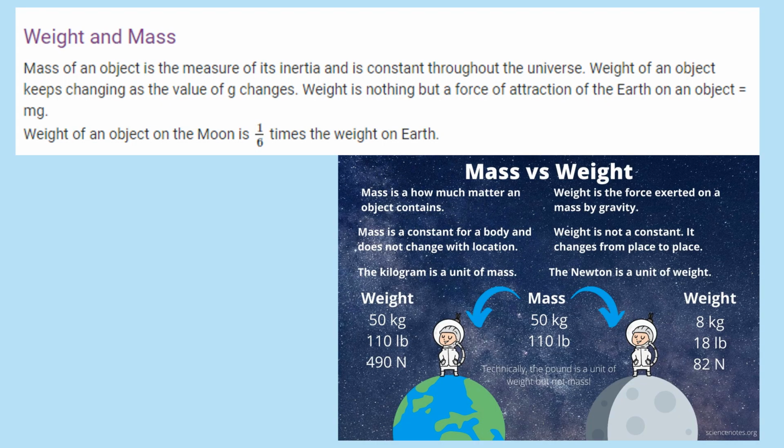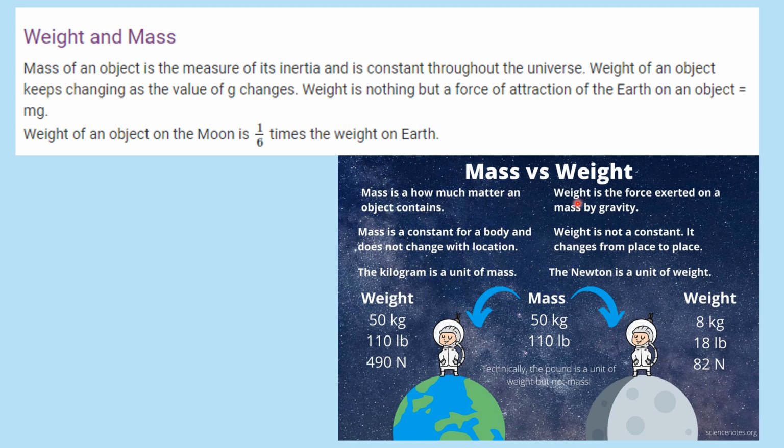Let us discuss the difference between weight and mass. Many people get confused between weight and mass. Mass is how much matter an object contains. The quantity of matter a particular object contains will decide the mass of an object.